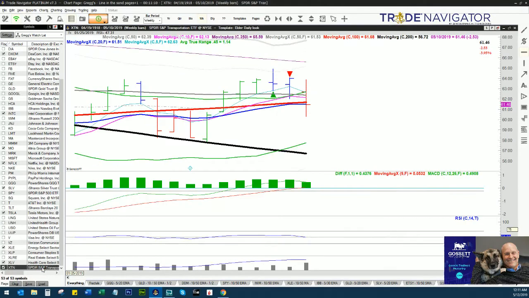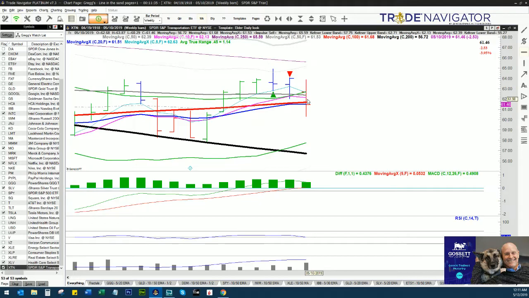All right, and our last one is XTN. If I had a trade on the daily, could I look to the weekly and find anything positive about this? No, I could not. I mean, the 20-week moving average is 61.51, and currently it's at 61.46. So it could not close above the weekly 20-week moving average.